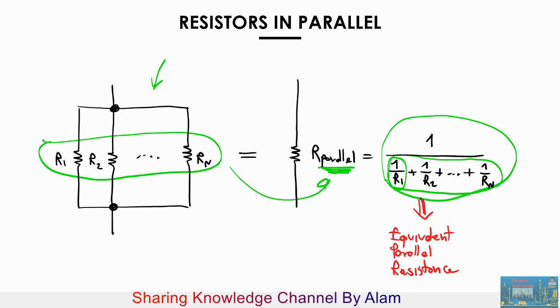So this one is a little bit more complicated than the resistors in series, but not too much, it is manageable. Also, many times you won't really have many resistors in parallel. Many times it will just be 2 resistors most of the time.